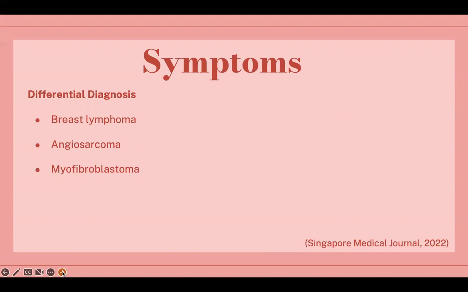Some potential differential diagnoses for breast cancer are breast lymphoma, which is a rare form of non-Hodgkin lymphoma; angiosarcoma, which is a rare cancer that develops in the inner lining of the blood vessels and lymph vessels; and myofibroblastoma, which is a benign tumor occurring mainly in menopausal older women, typically aged about 55 or older.